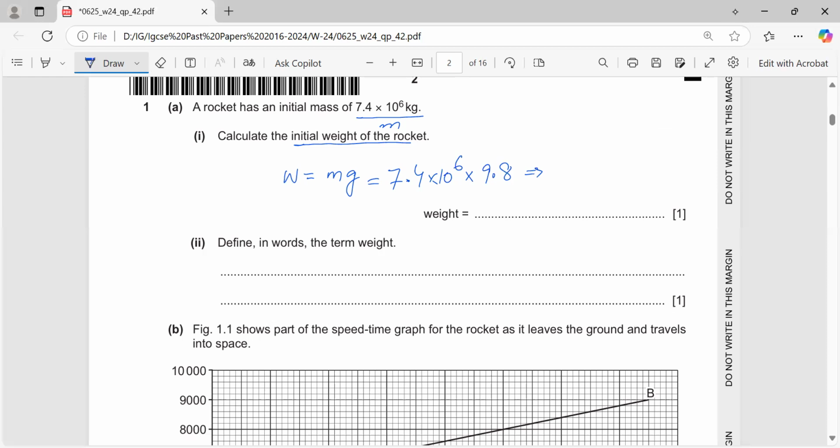It is equal to 7.3. So 1, 2, 3, 4, 5. 7.3 times 10 raised to power 5. No. Just 10 raised to power 7. Check it again. So that is 7.25 times 10 raised to power 7, or you can round it off to 7.3 times 10 raised to power 7 Newton. Dear students, it's already 6, so almost one more, 9.8.